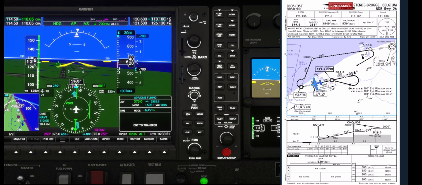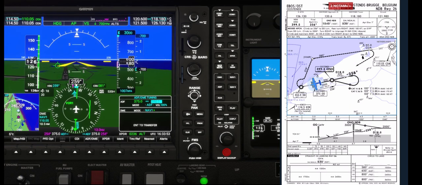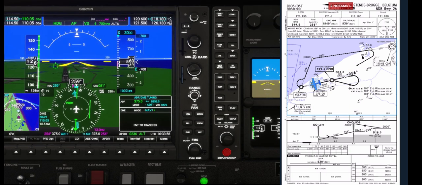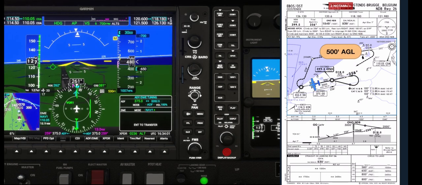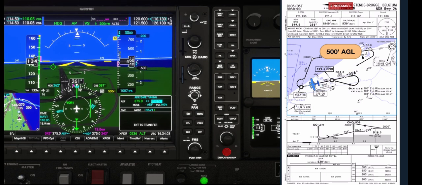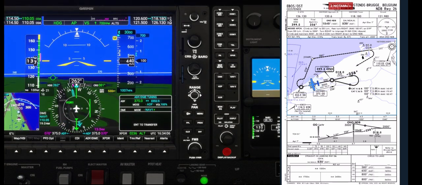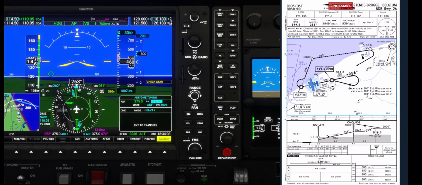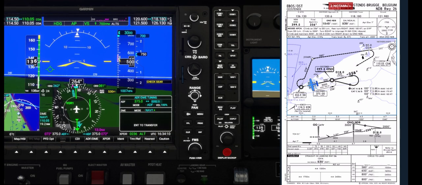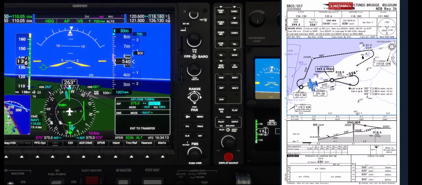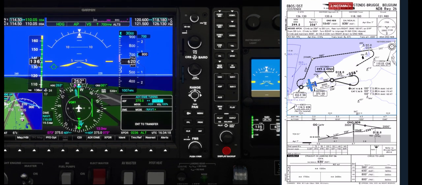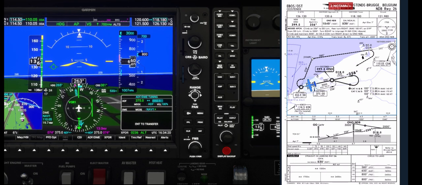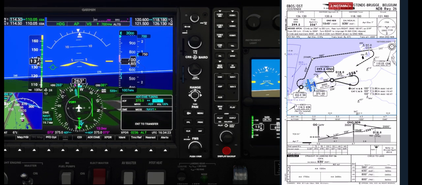100 feet above minimas, start looking outside for visual reference. Next will be minimas. Minimas. Go around. Perform the aircraft's go-around procedure. Switch the NDB to Delta Delta for the go-around guidance and follow the go-around routing and altitudes.